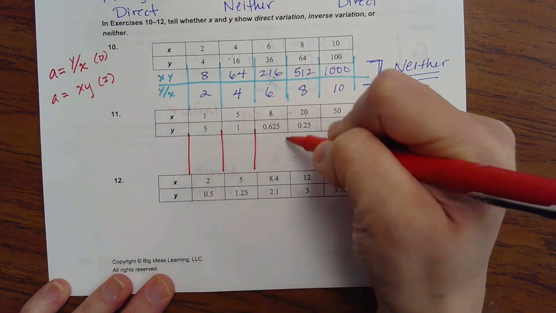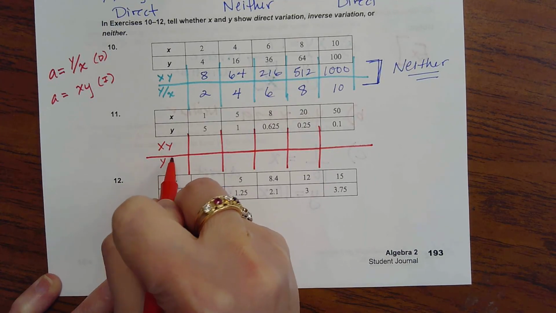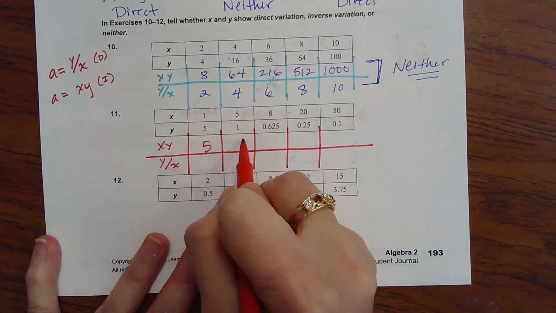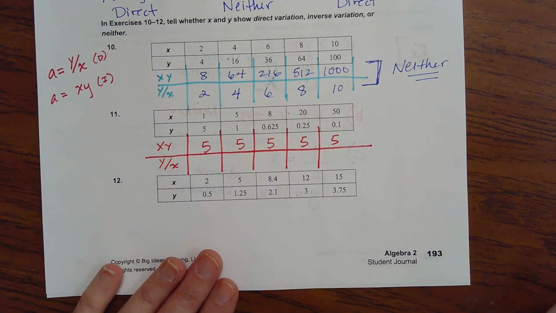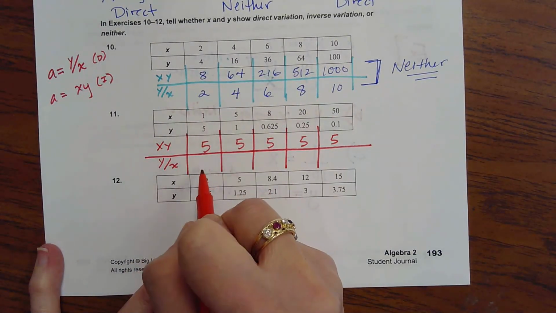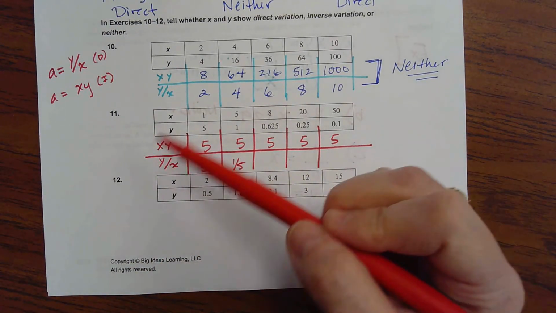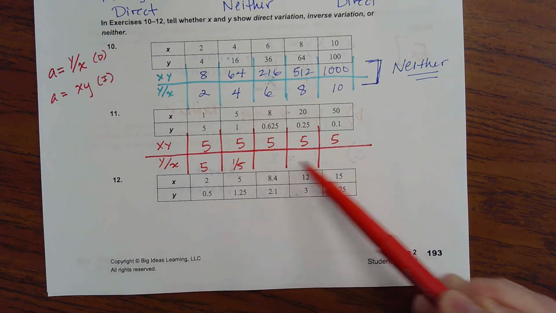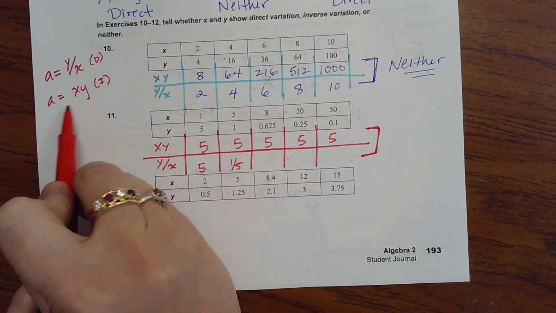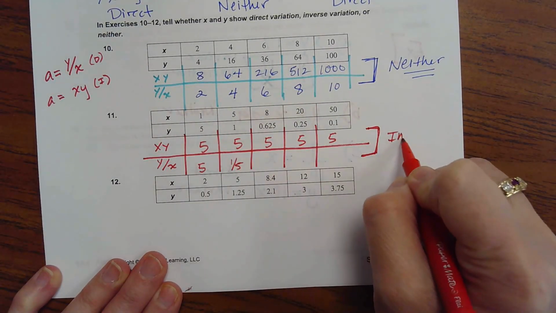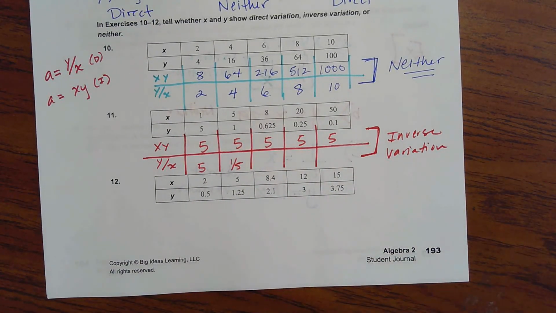Then we do the same thing for the next one. I'm going to do x times y and y divided by x. So I get 5, 5, 5, 5, 5. Okay, good sign. Those are all the same number. Y divided by x: 5 divided by 1 is 5. Y divided by x, I get 1/5. So I'm going to stop here, because if they're not the same, I don't need to fill out the rest. What this tells me is that when x times y is constant, this gives me an inverse relationship. So x and y vary inversely.